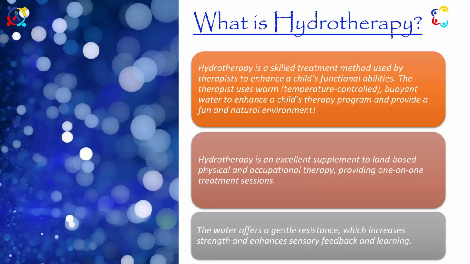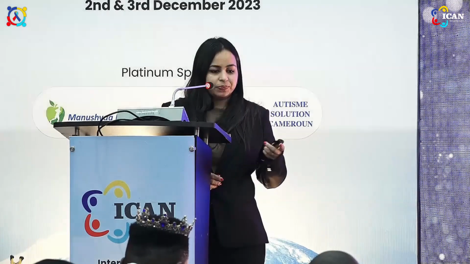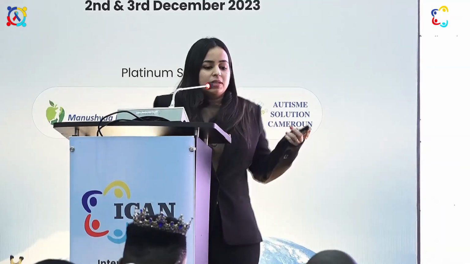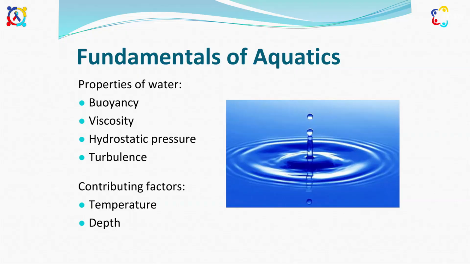So my topic, what exactly is hydrotherapy? Hydrotherapy is a treatment that a therapist uses to enhance the child's functional abilities. The therapy is taken in a warm temperature-controlled pool, and it's an excellent supplement to the regular land-based therapy that we do. The basic fundamentals of aquatic therapy are buoyancy, viscosity, hydrostatic pressure, turbulence, and the contributing factors are temperature and the depth. So we'll be going into details of all of these now.